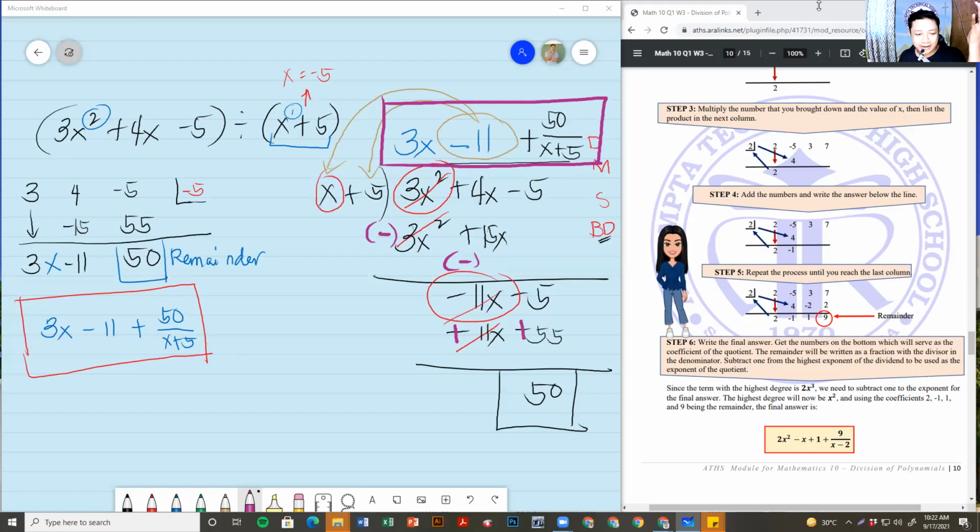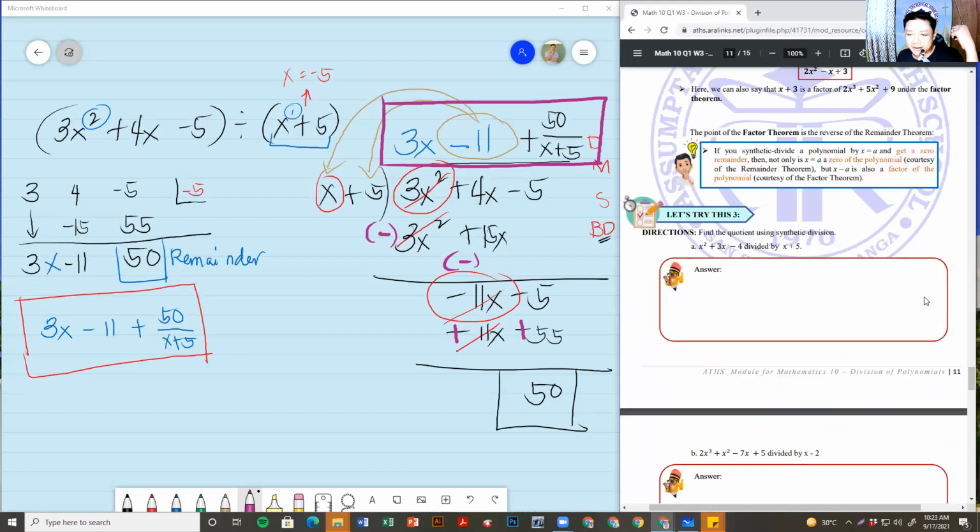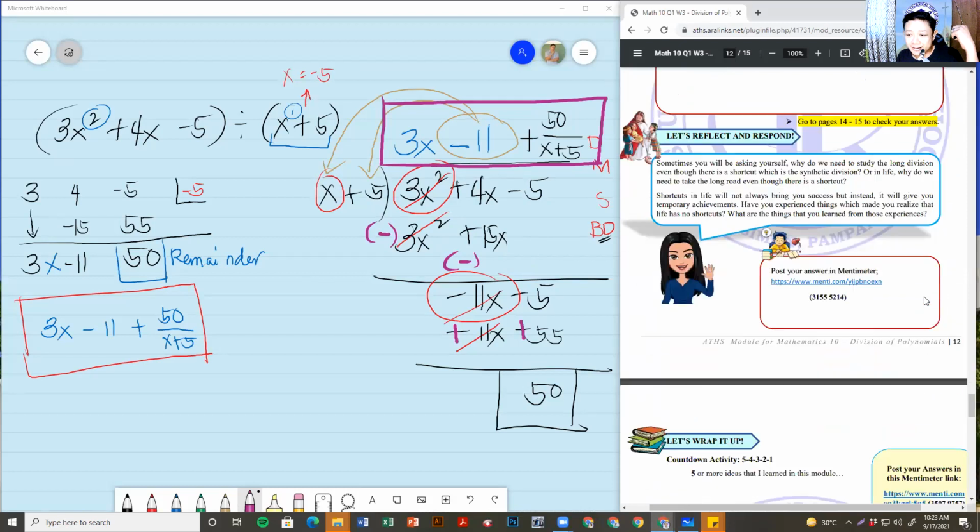So now you have lots of options to use. You have factoring if you are good at it, and lots of factoring methods. You also have long division, synthetic division, and the factor and remainder theorems. Okay, great. Do you have other questions, everyone? And we're done. Okay.